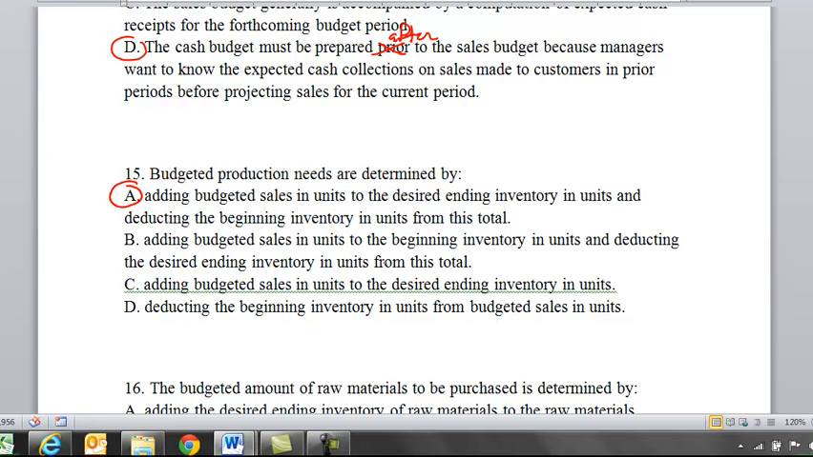B, adding budgeted sales in units to beginning and deducting desired. That's reversed. Adding budgeted sales in units to desired ending. Well, it's missing subtracting the beginning inventory. And D, deducting beginning inventory in units from budget sales. And technically, you could say that's correct, but it has to also add in desired ending. So A is the correct answer based on looking at our formula sheet.